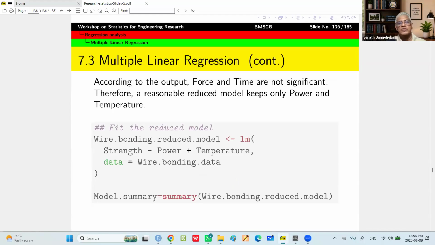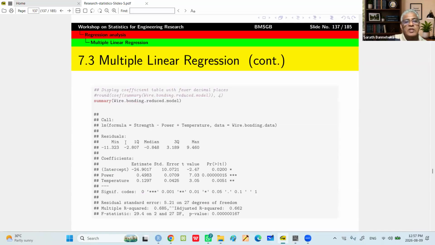According to the output, force and time are not significant. Therefore, a reasonable reduced model keeps only power and temperature. So now I am fitting the reduced model, and I am putting the output in wire bonding reduced model. Still, I am using the lm command. Strength is still the Y variable. Now only power and temperature are in the model. Here I'm going to get the model summary again. So you can see the model summary. Now the coefficients corresponding to all these variables are significant.